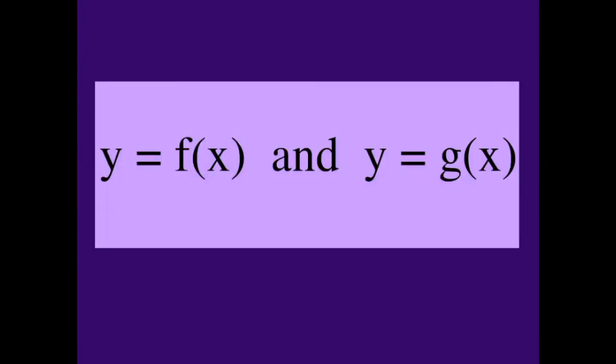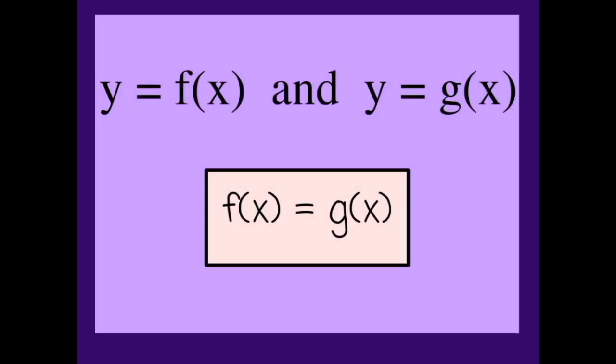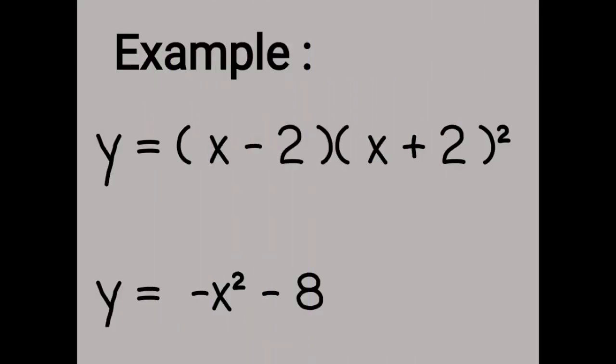The x-coordinates at the point or points of intersection of the curves with the equation y equals f(x) and y equals g(x) are the solutions to the equation f(x) equals g(x). For example, on the same axis, sketch the curves with the equation y equals (x minus 2)(x plus 2) squared and y equals minus x squared minus 8.